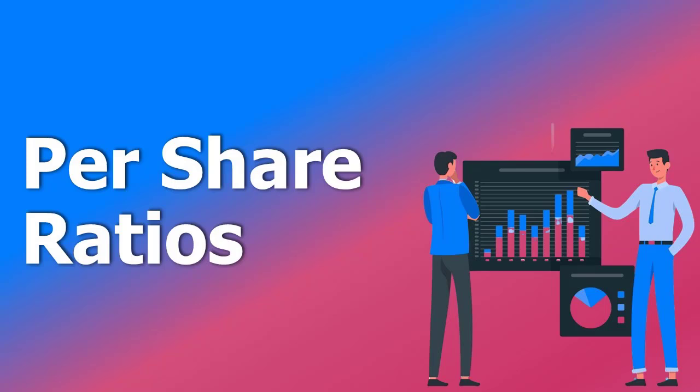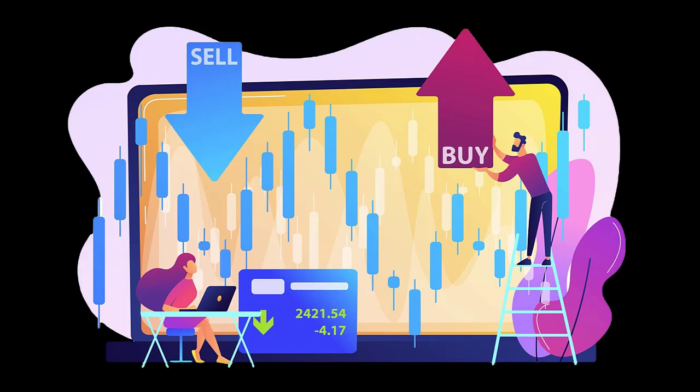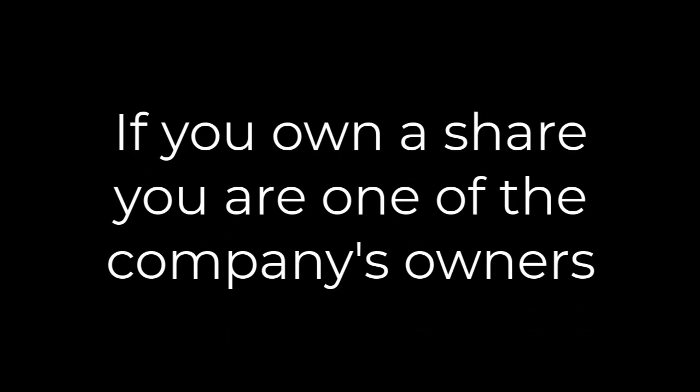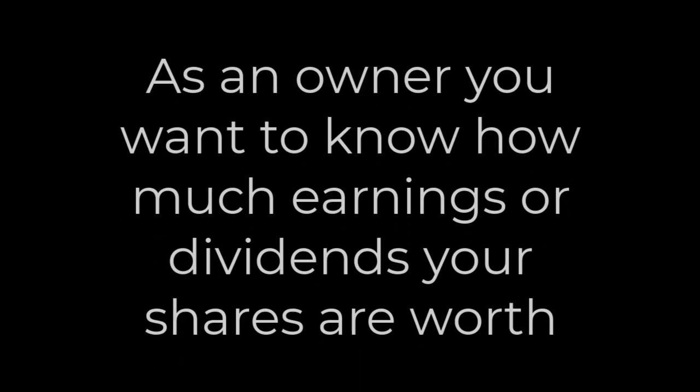Per share ratios tell you how much of something each share of a company is worth. As you probably know, publicly traded companies are broken up into shares. A share represents a tiny fraction of ownership of that company. If you own a share, you are one of the company's owners. As an owner, you want to know how much things, such as earnings or dividends, your shares are worth. That's where per share ratios come in.